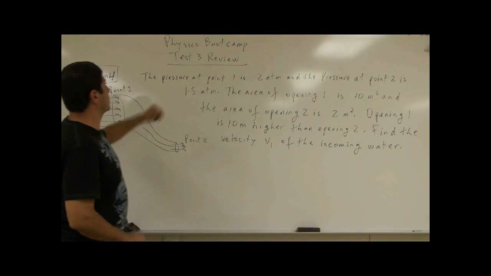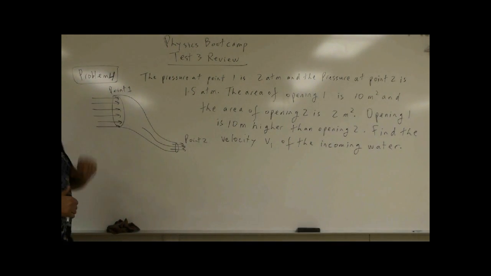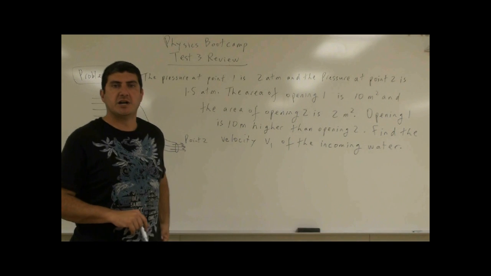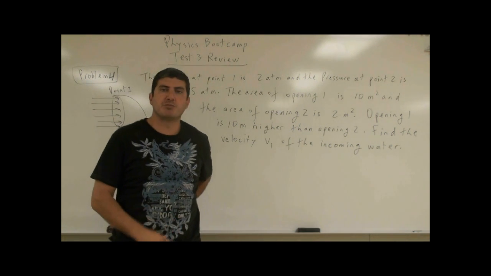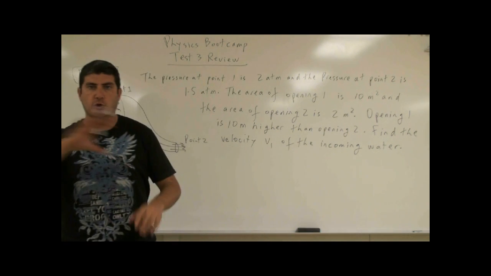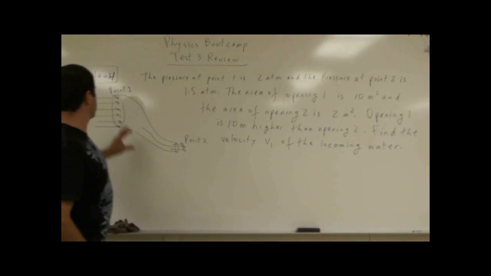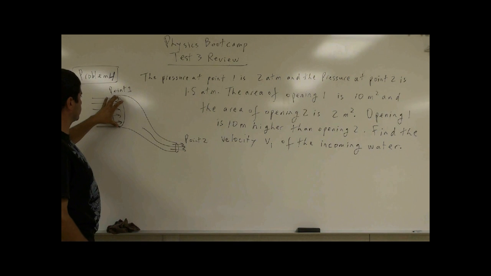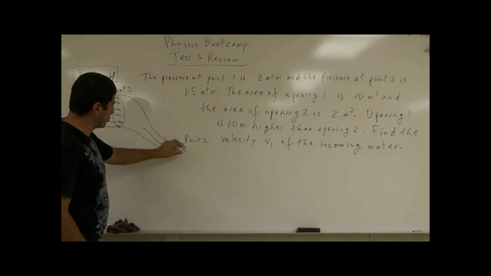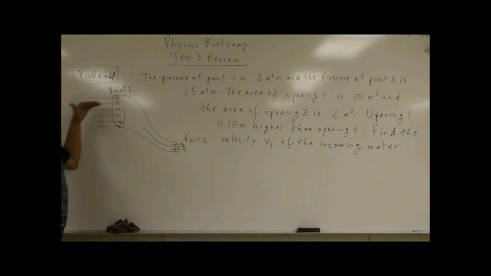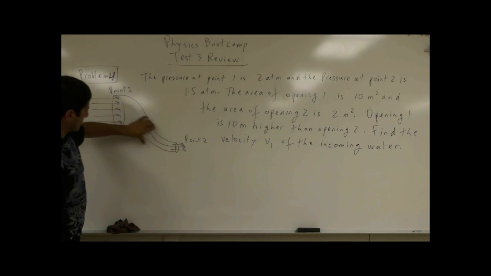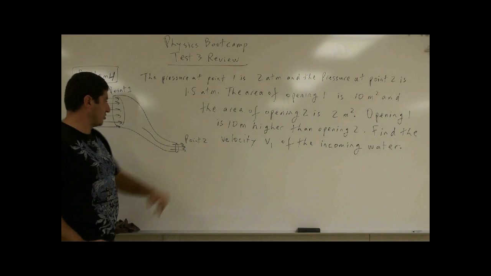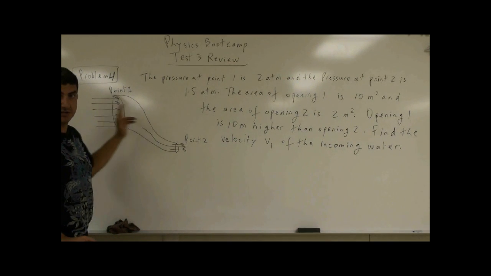PhysicsBootcamp Test 3 review. This problem is a good example of a problem that utilizes the Bernoulli equation for flowing fluids. Okay, you have a pipe. The pipe has a certain opening here, and then it narrows as it goes here. You have water coming in here, or it could be some other kind of fluid, and then the water goes down, and we want to know what the velocities are here, right?